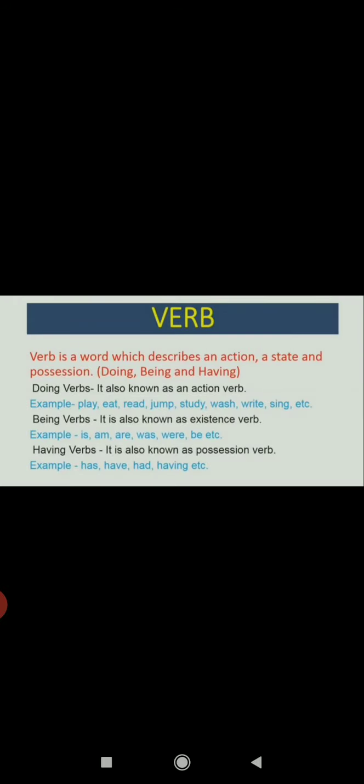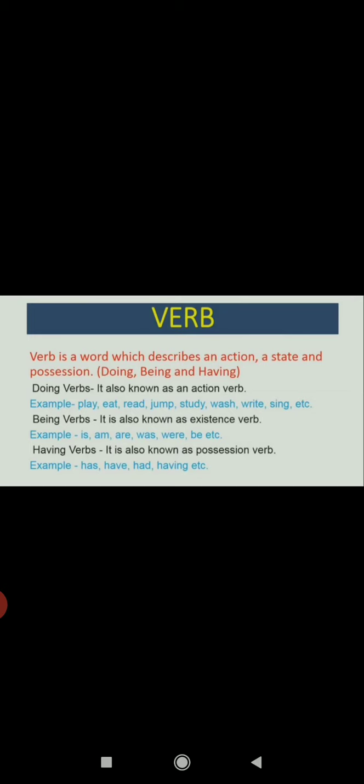Fine, okay, very good. Students, today we are going to discuss our grammar topic. Which topic? Verbs and types of verbs with example. Now let us first of all understand what is verb. Verb is a word which describes an action, a state and position. Doing, being and having.